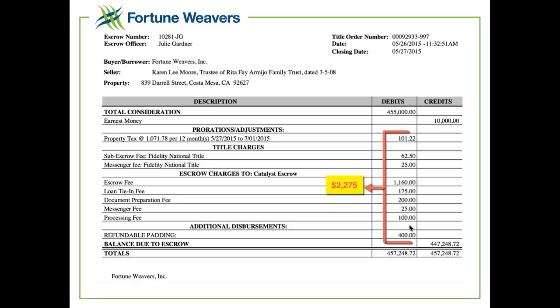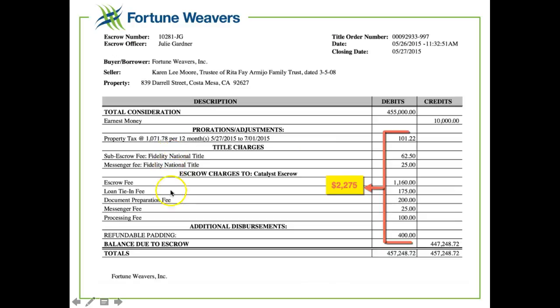Now, here's some real numbers for you to look at. This is a financial statement on a purchase of a property that we did in Costa Mesa. Purchase price is $475,000, $10,000 deposit. These are the numbers you really want to look at. Now, this is all cash. All right. So in all cash, you're going to have some lower fees.